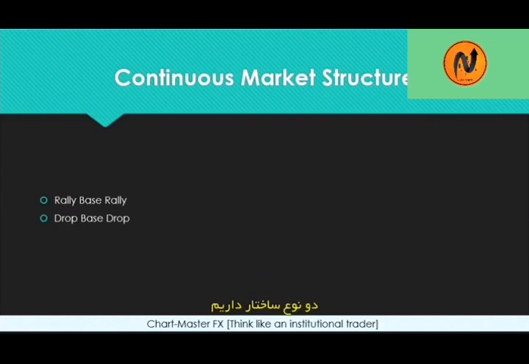As you can see on the continuous market structure, we have two types: the rally base rally and the drop base drop. This means the trend is actually continuing. So when we are looking at continuing market structure, we will be looking at these things.